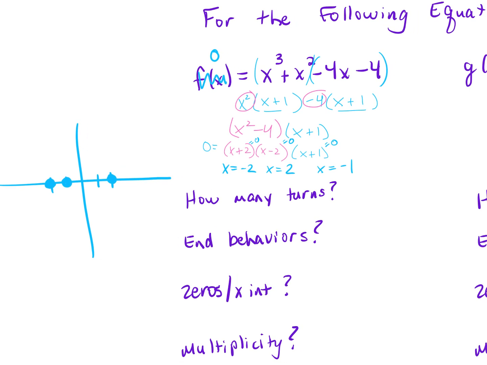Next, let's describe our end behavior. So we look at our highest degree term to determine our end behavior. We have x to the third power. Is our exponent even or odd? Odd. So are they going to go in the same direction or opposite directions? Opposite.